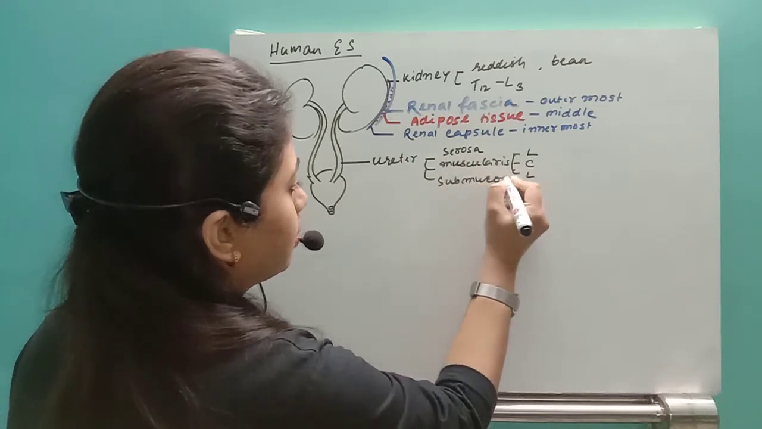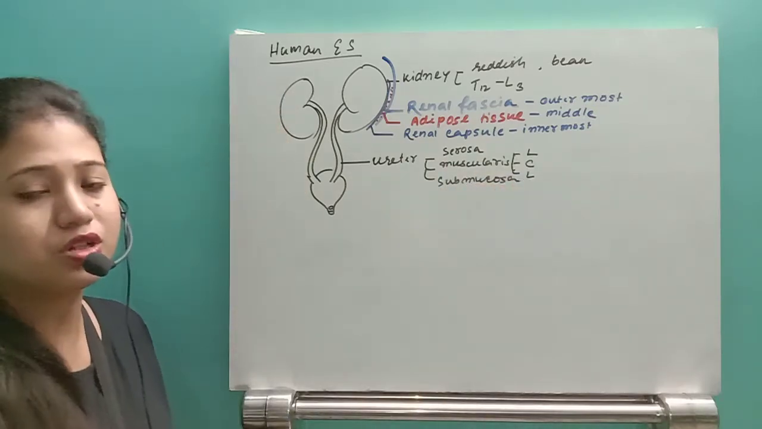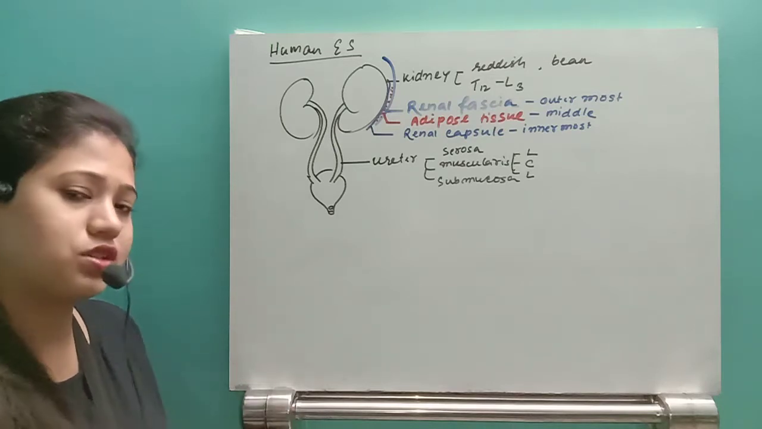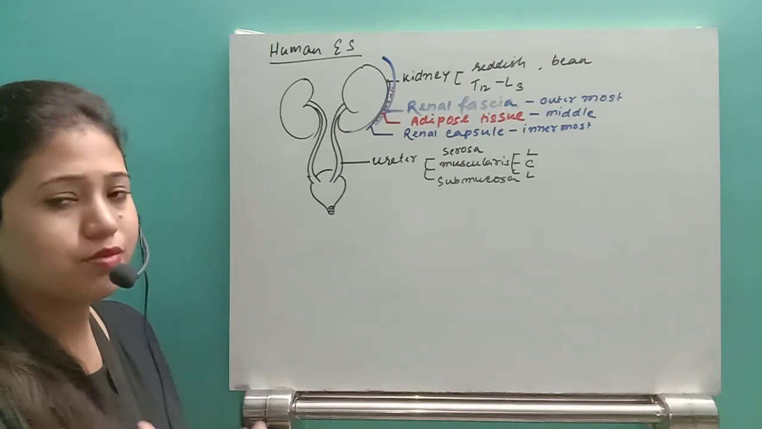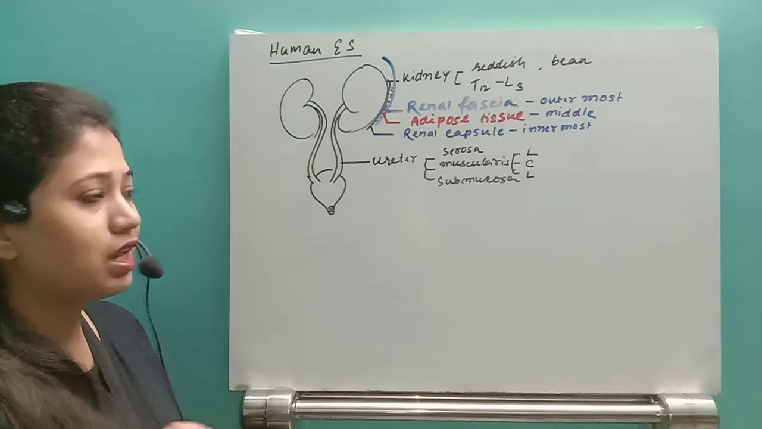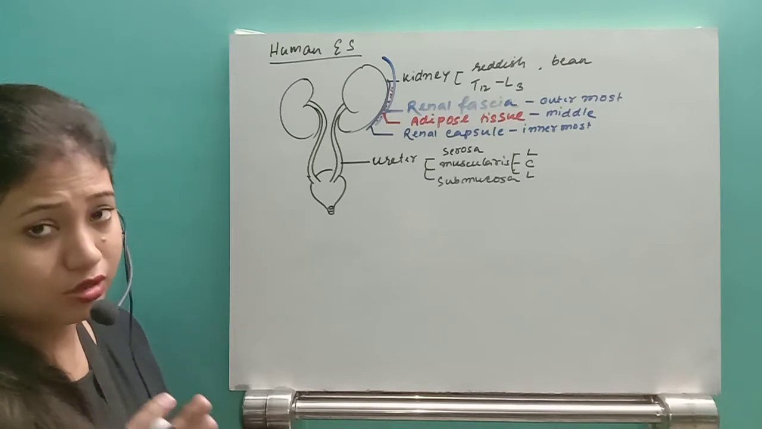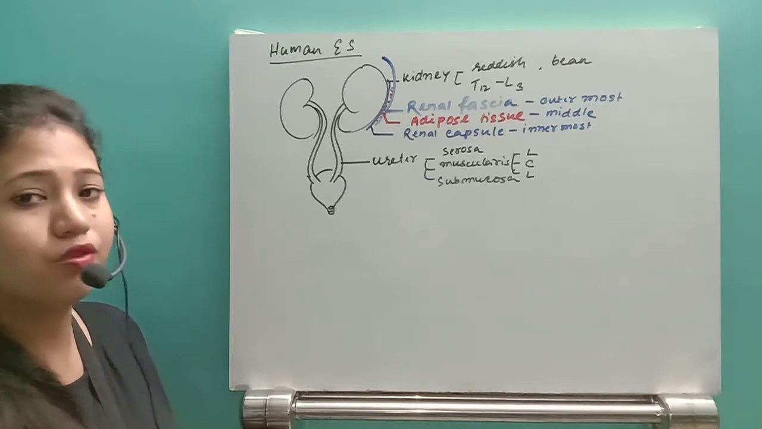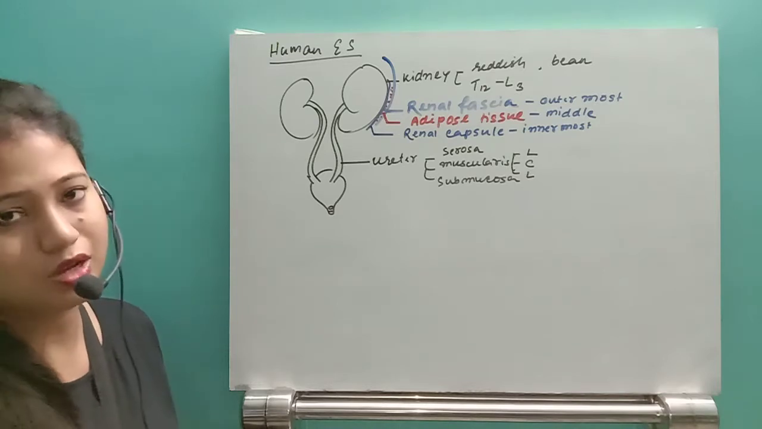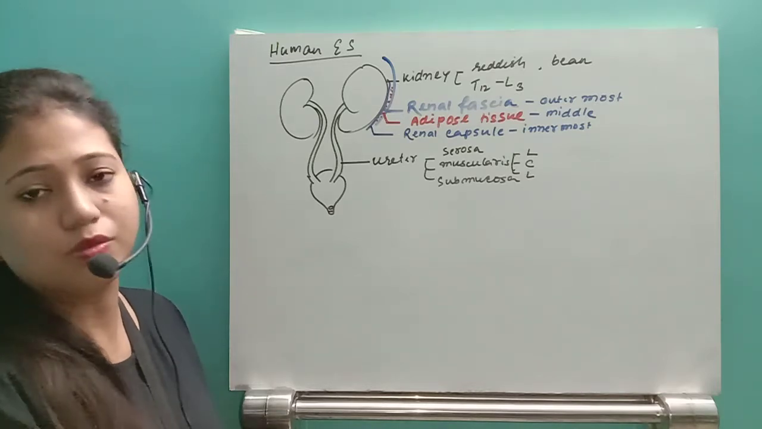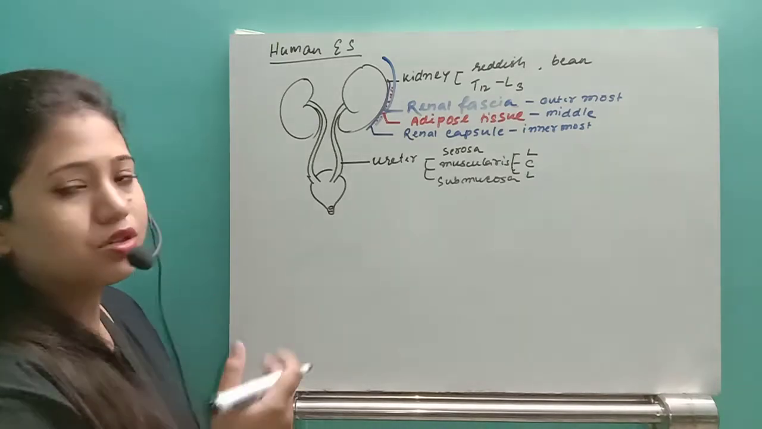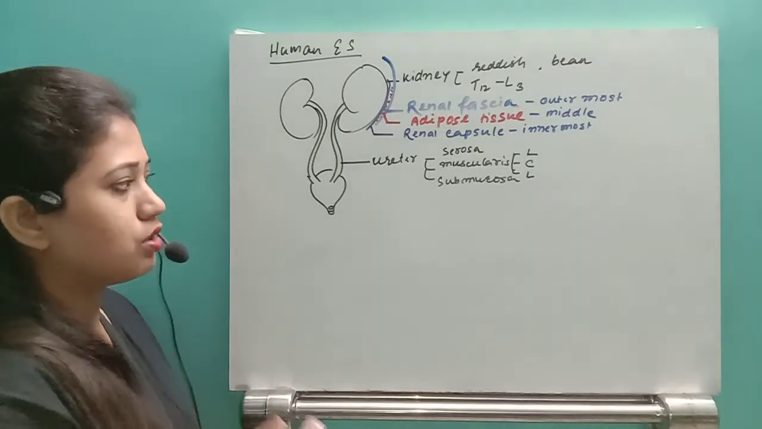These layers I have already mentioned in the digestive system, as the digestive system has 4 layers: serosa, muscularis, submucosa and mucosa. In the case of the ureter, the 4th layer, the mucosa layer, is absent, and the rest of the 3, that is serosa, muscularis and submucosa, are present. So the ureter will collect the urine from the kidney to the urinary bladder.